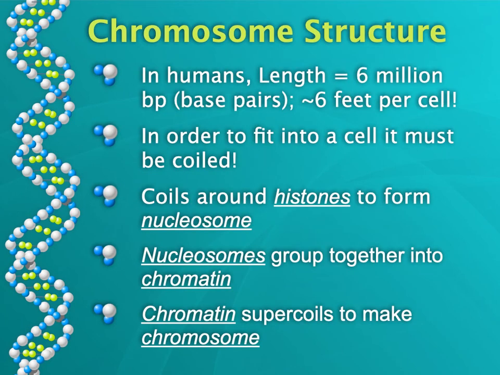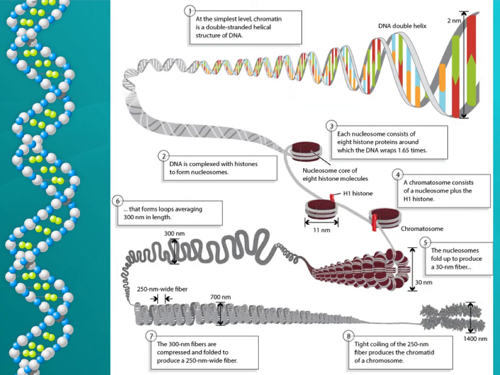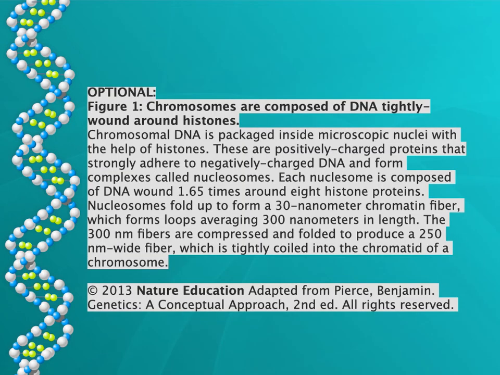So you're going to coil it around something called a histone to form a structure called a nucleosome. The nucleosomes are going to group together to form chromatin. Chromatin supercoils to make what we can see under a microscope called a chromosome. You need to know that histones are the DNA spools. The nucleosome is a group of DNA and the spools it's wrapped around. Chromatin is, we're going to call it uncoiled DNA, and chromosomes are coiled up DNA. There's a picture to help you conceptualize that.